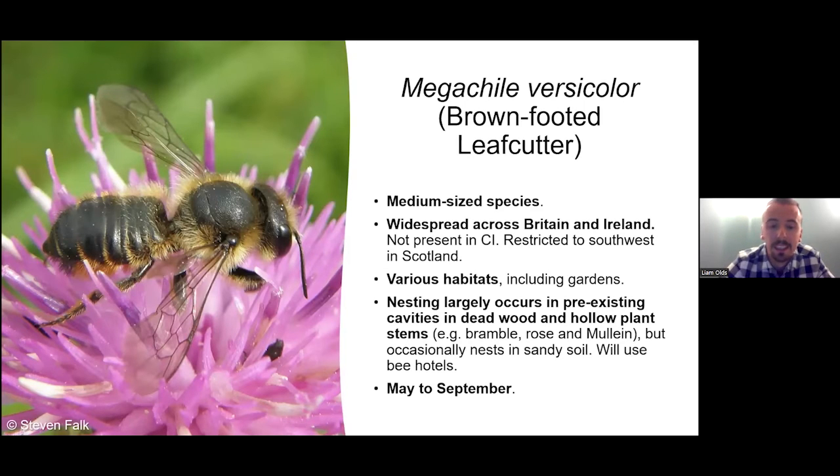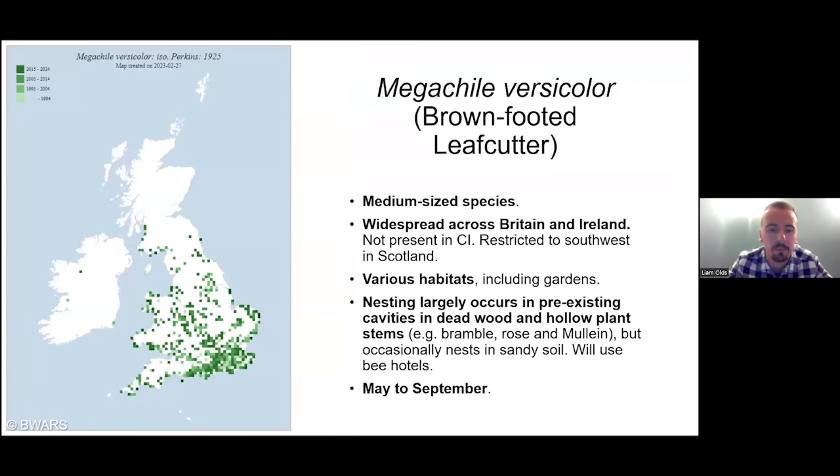The brown-footed leafcutter bee is a little bit more on the smaller side, so a little bit more like your patchwork leafcutter bee, that first species we covered. It's a very widespread species across Britain and Ireland, but not present in the Channel Islands, and very much restricted more towards the southwest in Scotland. It's associated with various habitats and nests in various places, but especially pre-existing holes in dead wood and plants. Occasionally it nests in sandy soils, but not too often, and it will use bee hotels as well. May to September is the general time period it is active.